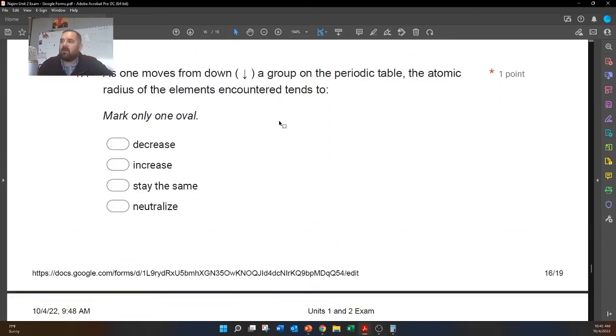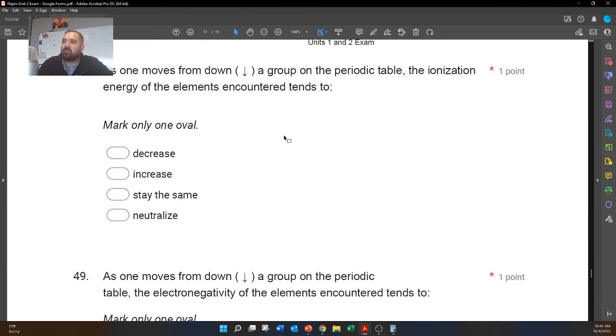As one moves down a group on the periodic table, atomic radius does what? So as you go down a group, you know that you're adding shells, and as you add shells, elements get larger, so atomic radius increases. As one moves down a group on the periodic table, ionization energy goes down. So the farther an element is from the nucleus, the easier it is to take its electrons away. So ionization energy decreases as you go down a group.